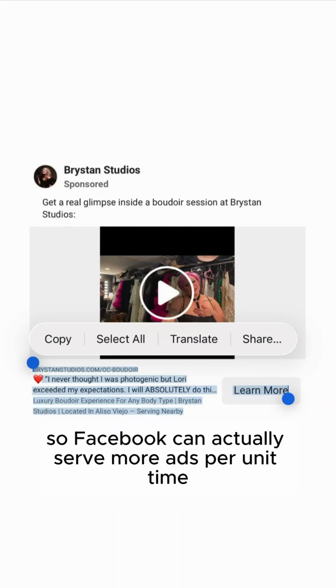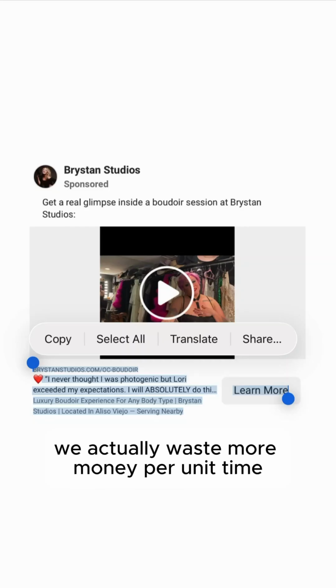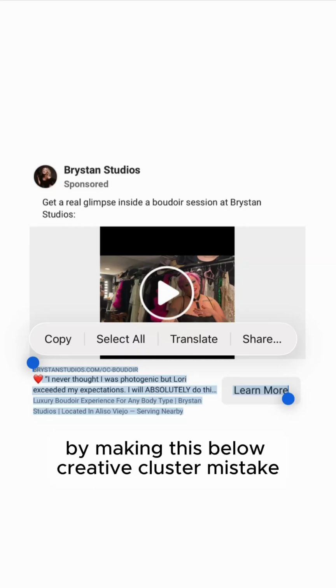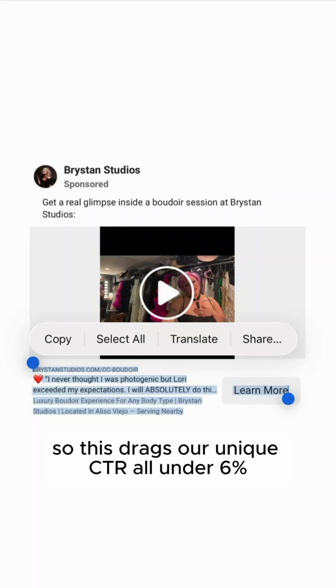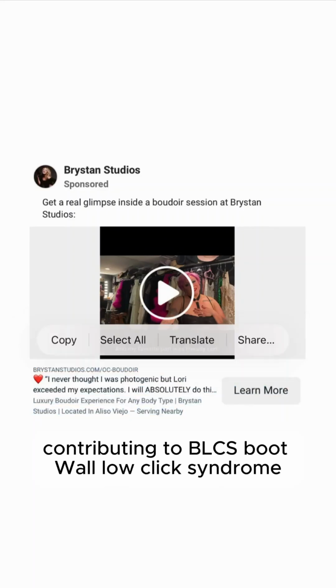unnecessarily. So Facebook can actually serve more ads per unit time. They make more money. We earn less money. We actually waste more money per unit time by making this below creative cluster mistake. And Facebook loves it. So this drags our unique CTR under 6%, contributing to BLCS, Boudoir low click syndrome.